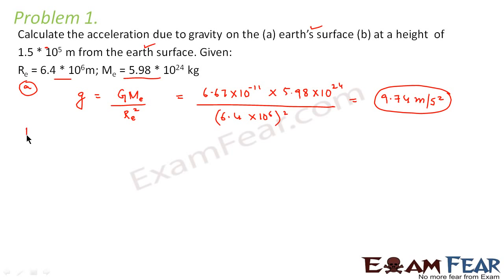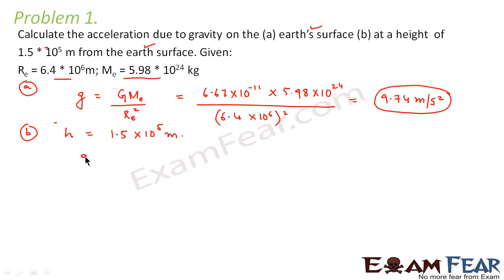Now let us look at the second part. In the second part, the question says, find the value of acceleration due to gravity at a height of 1.5 x 10^5 meters from the Earth's surface. So this is the scenario of value of g above the surface of the Earth. So at a height of h is equal to 1.5 x 10^5 meters.